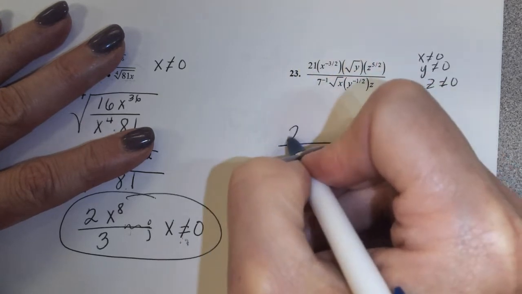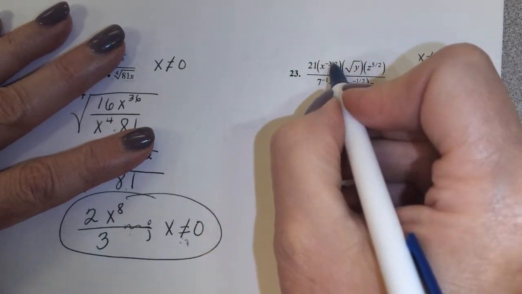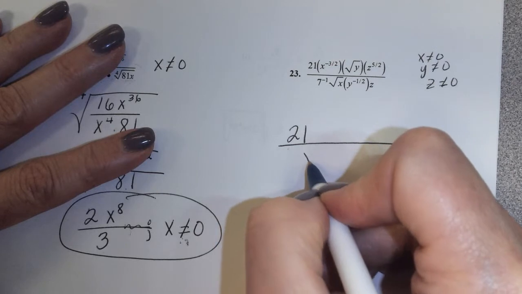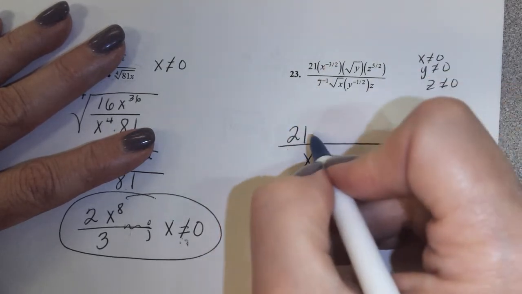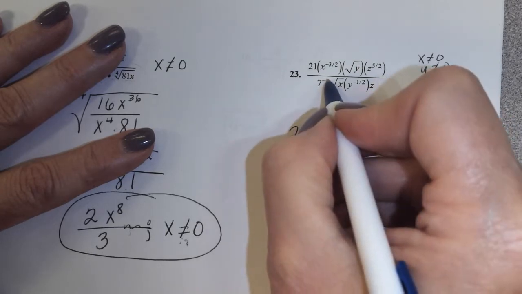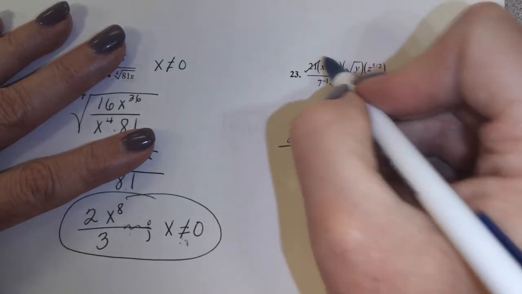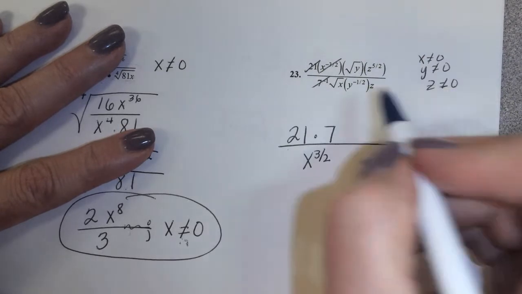Alright, I've got 21. I've got x to the negative 3 halves. I'm going to take that to the bottom and make it positive. I've got 7 to the negative 1. I'm going to take that to the top to make it a positive exponent. I've taken care of this, I've taken care of that, and that.